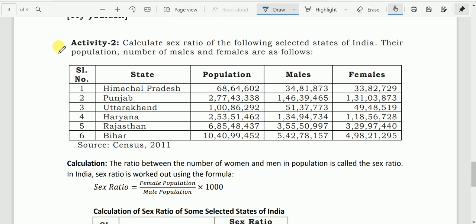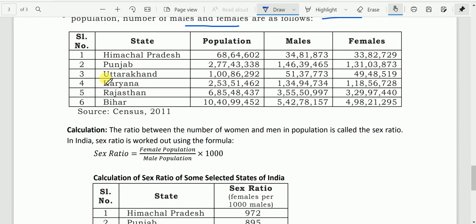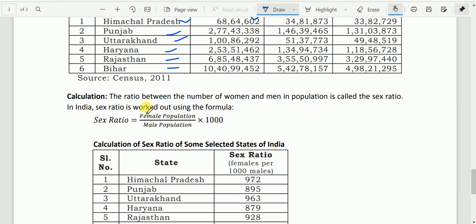And another activity here: we have a calculation of sex ratio. So calculate sex ratio of the following selected states of India. Their population, number of males and females are given, as follows. Some states we have selected: Himachal Pradesh, Punjab, Uttarakhand, Haryana, Rajasthan, Bihar. Population of each state is given. Number of males given. Number of females given. And we know the formula also.